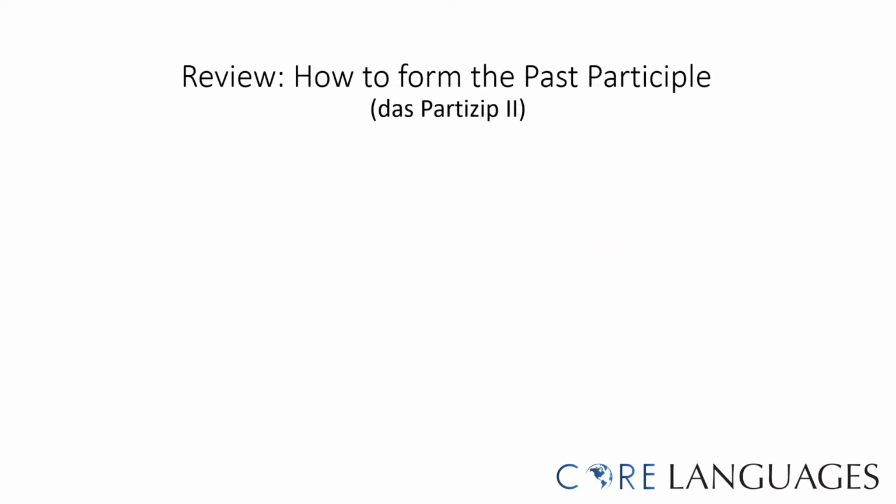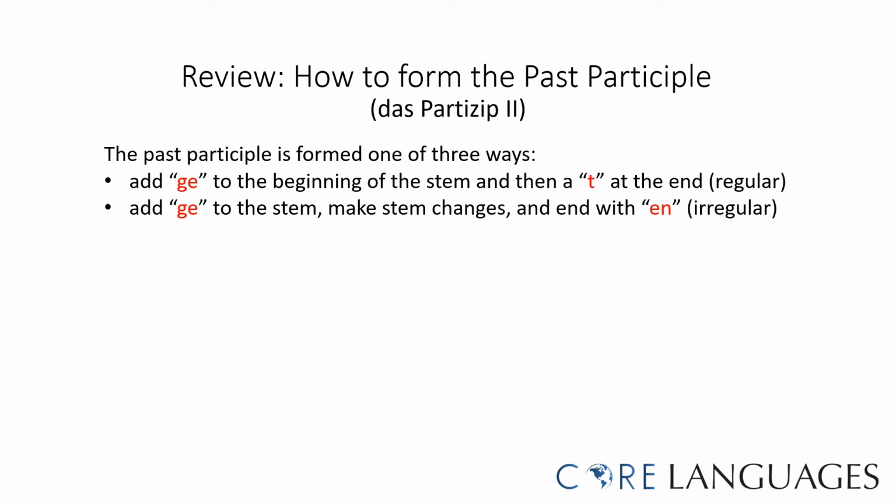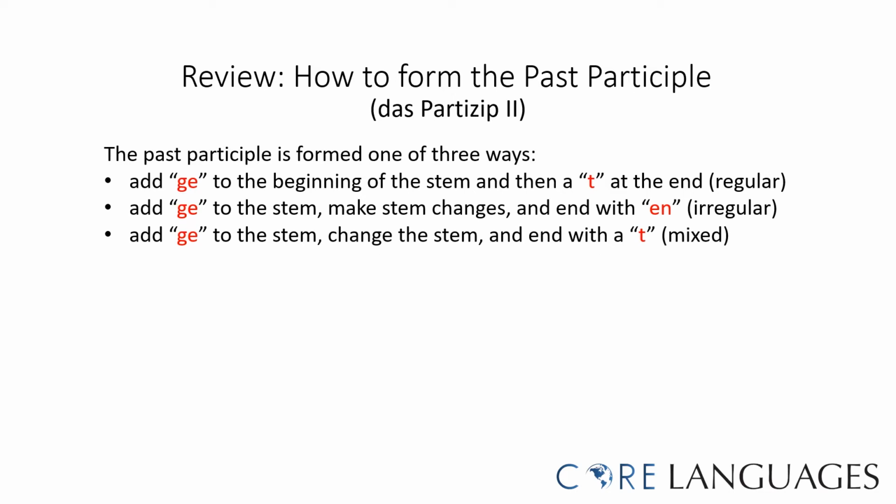In order to use the past participle correctly, we need to remember that the participle is different depending on the kind of verb that we're using. The past participle is formed in one of three ways. We add ge to the beginning and t to the end of the stem if the verb is regular. We add ge to the beginning of the stem, make stem changes, and end with en if the verb is irregular. We add ge to the beginning of the stem, change the stem and end with a t if the verb is mixed.